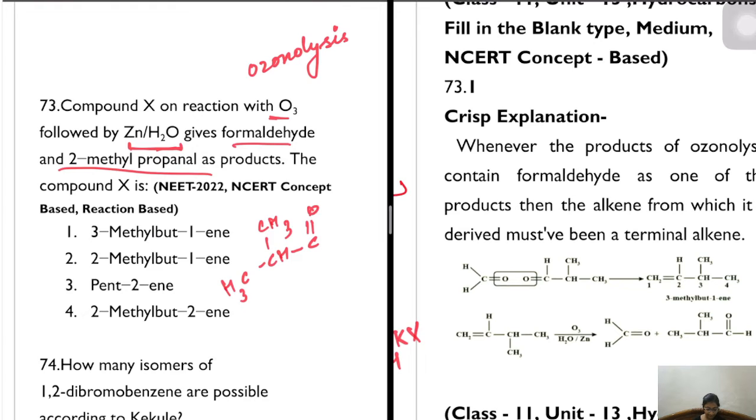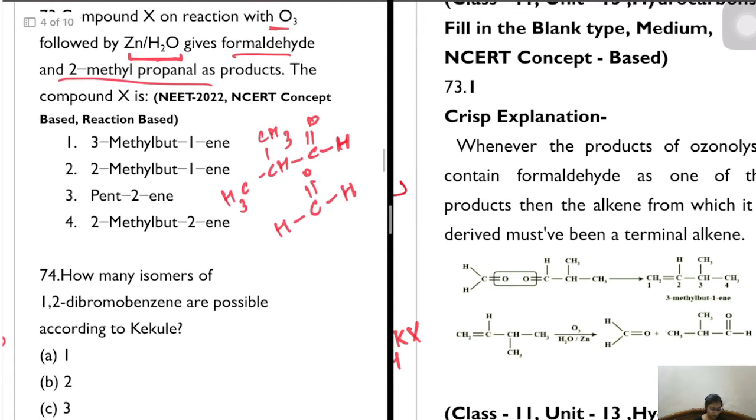Okay, this is 2-methyl propanol. And what is formaldehyde? So this is formaldehyde. How can we have this? What happens is in ozonolysis, this is formed, this and this. Then these two must have been connected together. Then only ozonolysis could happen here.